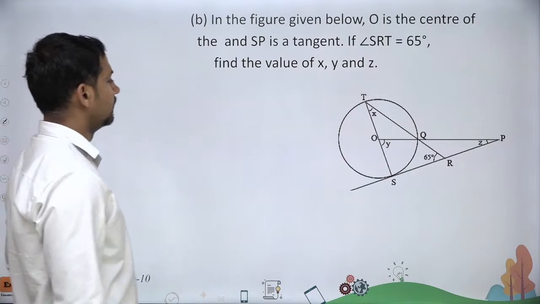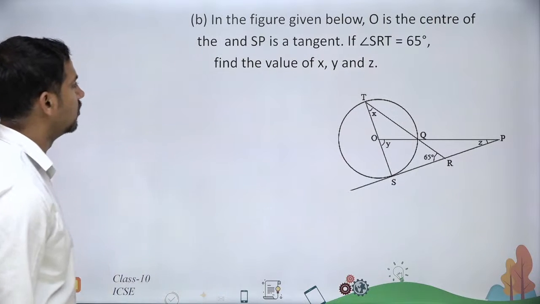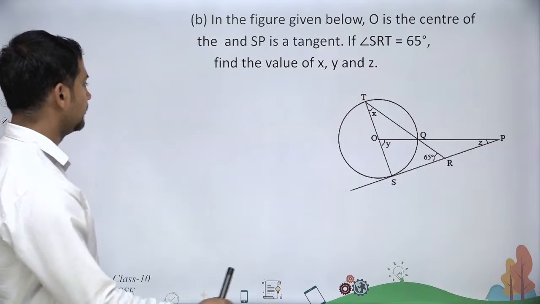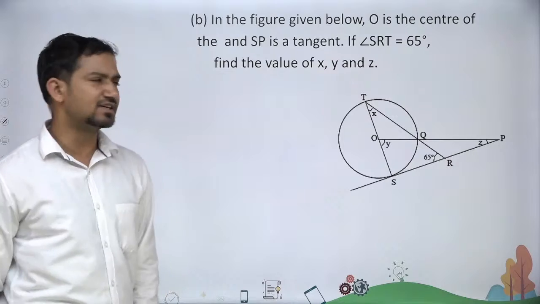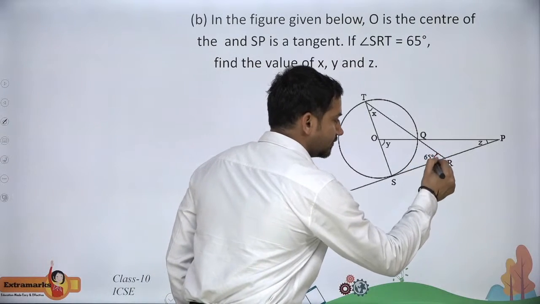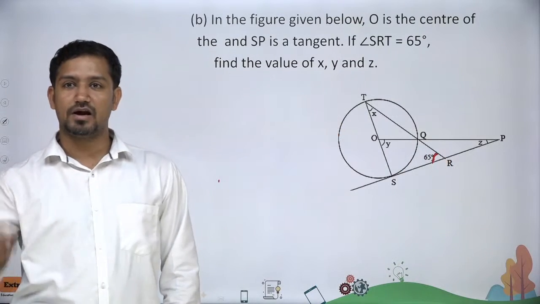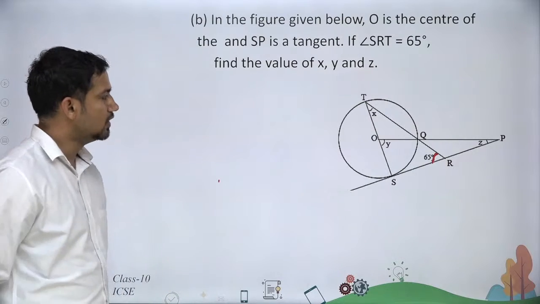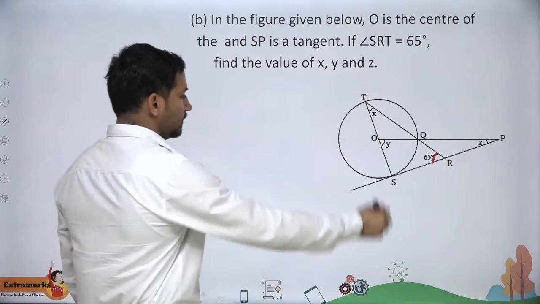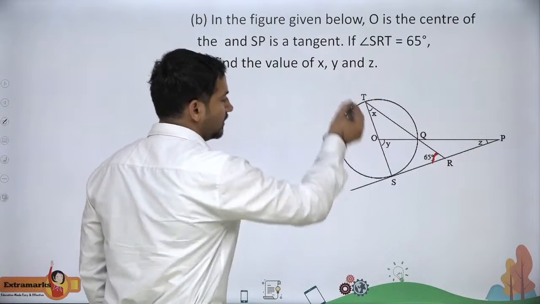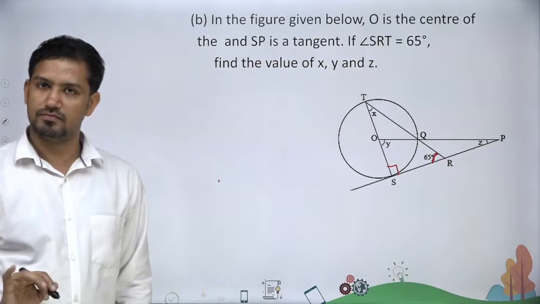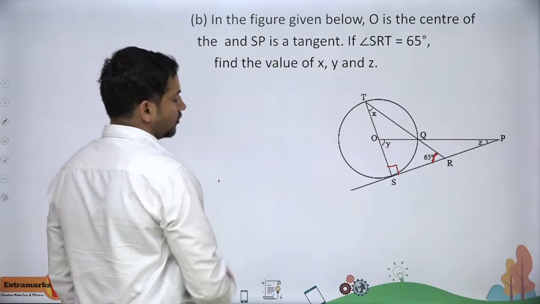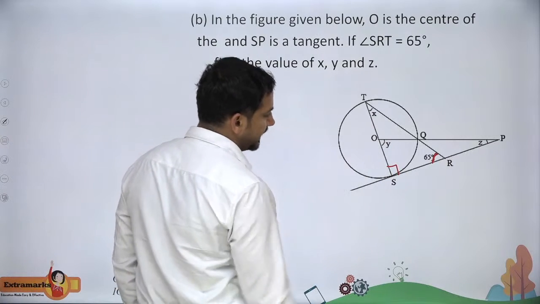Now the B part of this question is, in the given figure O is the center. So we have to find x and y. Angle SRT is given as 65. This is the value of SRT, angle R is equal to 65. So just think, this is the tangent, and we know that from the center, if we draw this, the angle is 90 degrees. Yes or no? So this angle is 90 degrees, this is 65.